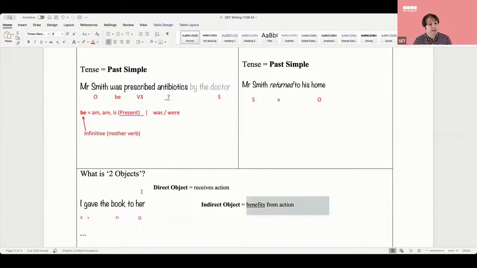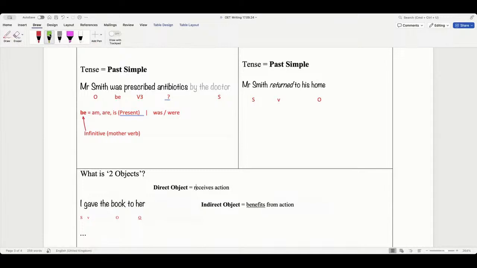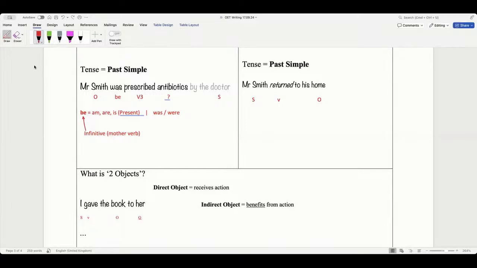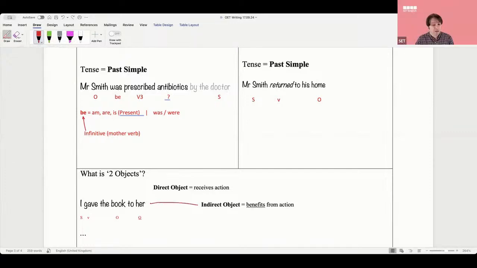Look at this. Who is benefiting from it? Is the book benefiting or does she benefit? Which one? Obviously, guys, it must be she. This is the beneficiary. She gets the book. She benefits. A book cannot benefit. So the book is therefore what? Direct. It must be a direct object. Okay, so does this make sense? This is the indirect and this is the direct. Does that make sense to everyone?